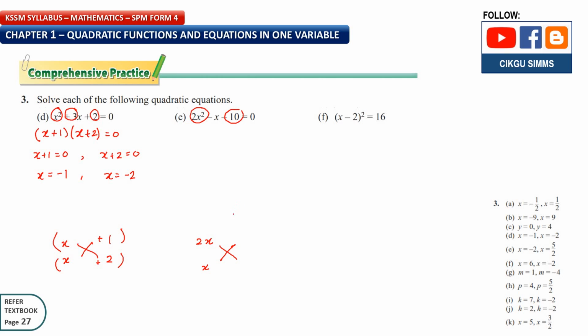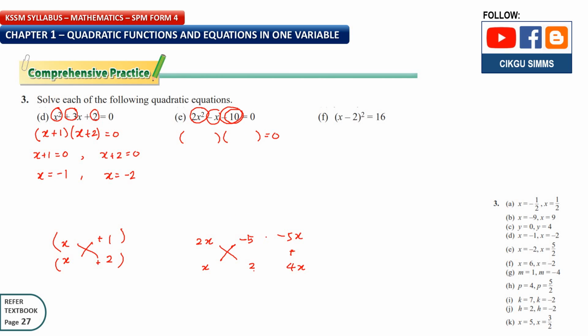Negative 10. Okay, I will skip the negative first. I will do the 10 first. So 5 and 2. I put 5 here, 2 here, because I want to get 4. 2 times 2 is 4. So 5 minus 4. So 4 minus 5, sorry. Okay. So negative 5 times 2, you get negative 10. And then negative 5, this one is negative 5x. And then 4x, you get negative x. If you add them together, you get the middle term.